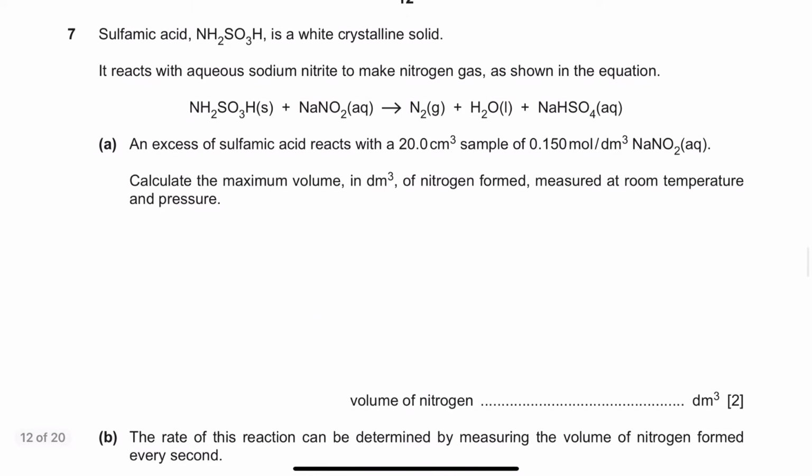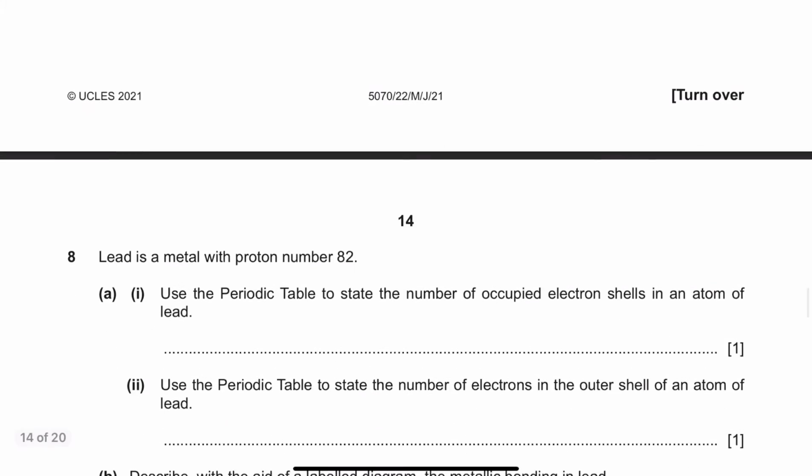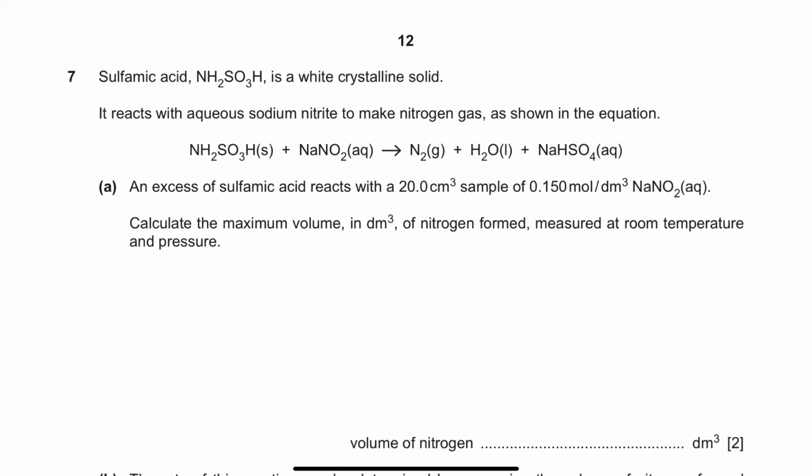Moving on. Question 7. Sulfamic acid is a white crystalline solid. It reacts with aqueous sodium nitrite to make nitrogen gas, all of that stuff. Okay, so that's its mole base. Let's do this. Now, it says an excess of sulfamic acid reacts with 20 centimeter cube of a sample of this much NaNO2, so sodium nitrite. And it says calculate the maximum volume of nitrogen formed measured at room temperature and pressure.